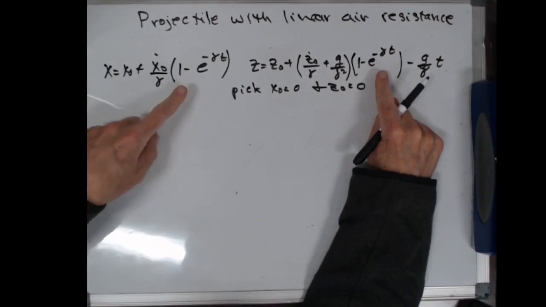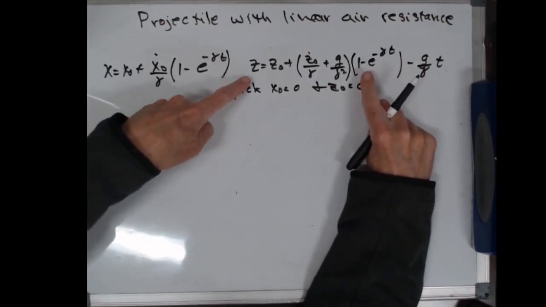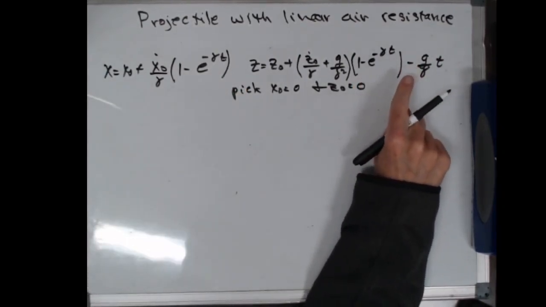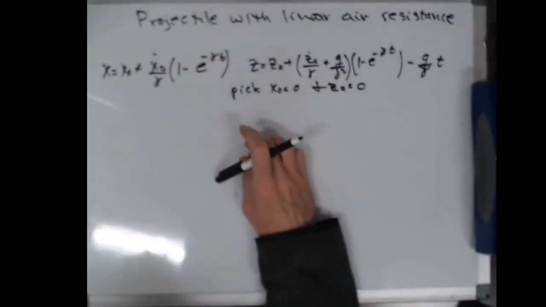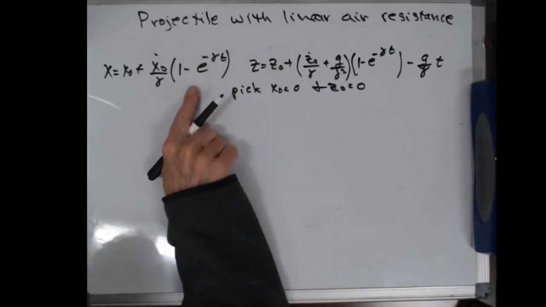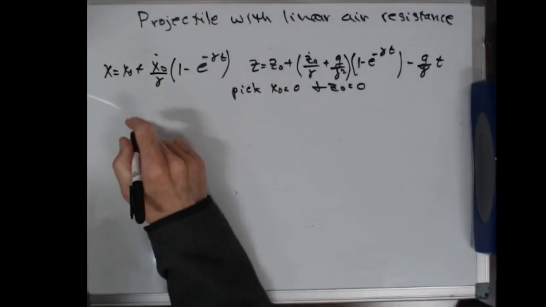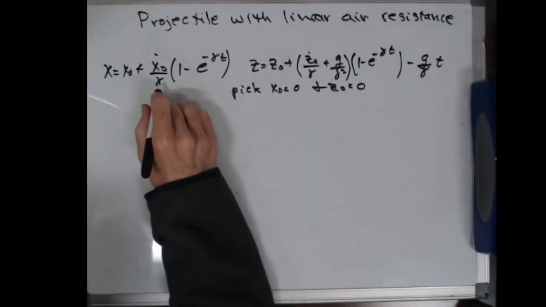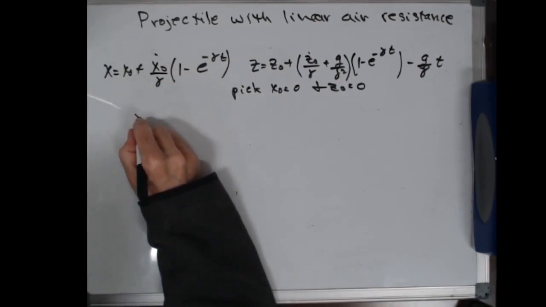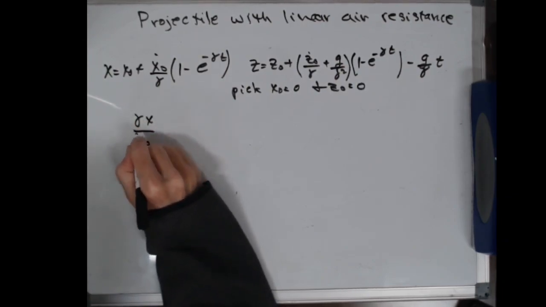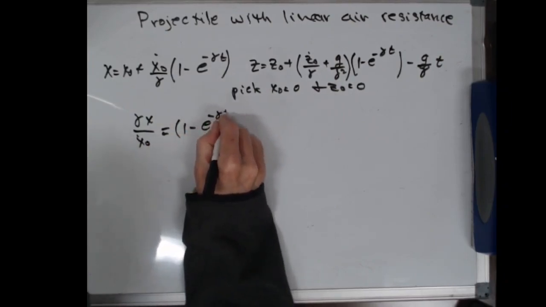And what we're going to do is solve this expression for t, and then substitute in here so that we'll have z as a function of x. And then that gives us the shape of the curve, but we can also do things like determine the range and things like that. So I'm going to start with this equation. I'm just going to solve for t. First, I'm going to set x naught equal to 0, right? And so if I solve, I'm going to take this term to the left-hand side. I'm going to get gamma x over x naught dot is equal to 1 minus e to the minus gamma t. Right?